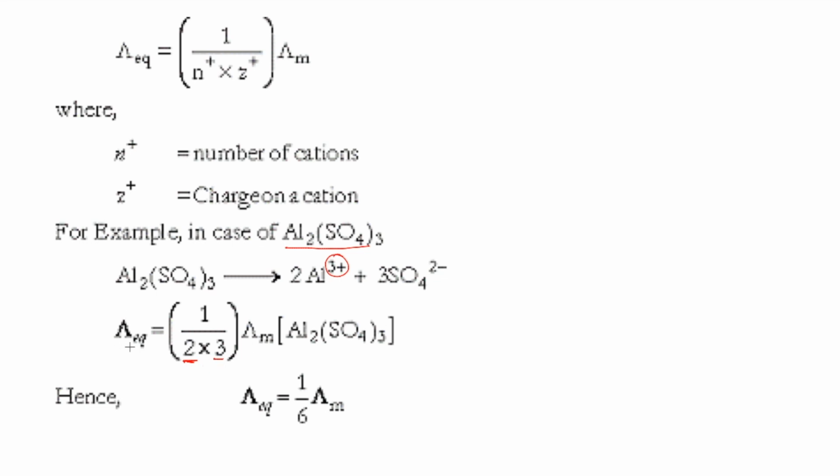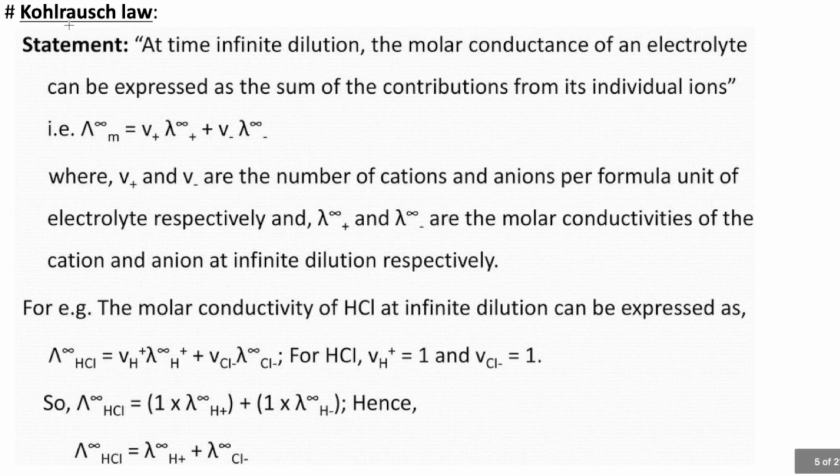And the formula will be lambda Eq is equal to 1 upon 2 into 3 into lambda M of Al2(SO4)3, or lambda Eq is equal to 1 upon 6 lambda M. So that's how you can simply relate the things. I hope you understood. Next thing is Kohlrausch law.